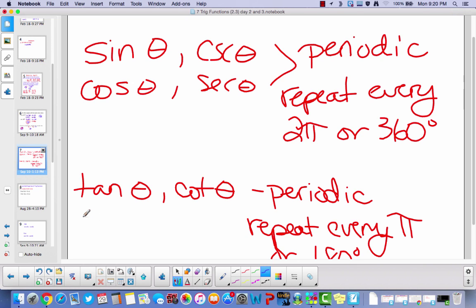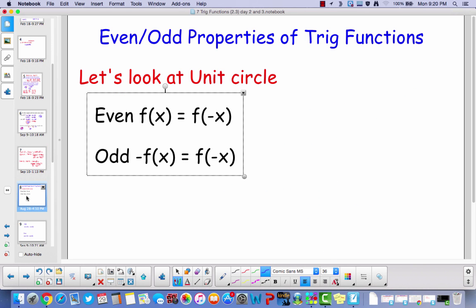All right, would you talk to your side partner about what you know about even and odd properties? If I tell you that a function is even, what does that mean? If I tell you that a function is odd, what does that mean? Okay. How many of you knew this? That even functions say that f of x is equal to f of negative x. And odd functions say that negative f of x is equal to f of negative x. What we're really talking about here is symmetry.